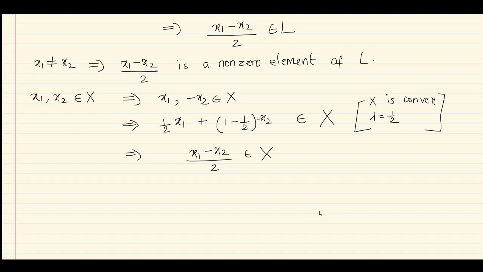So it means that X contains a non-zero element of the lattice L. So we have proved Minkowski's theorem, which says that if the volume of X is greater than 2^n times the volume of T, then X contains a non-zero element of L. We have produced this non-zero element which is in X, and it is also an element of L. Okay, so hence the proof of Minkowski's theorem.